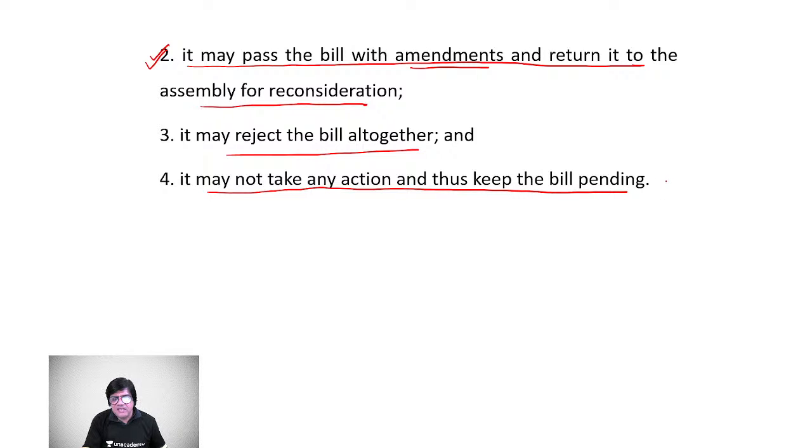And there it can delay the bill by a maximum of 4 months, or in the first instance 3 months. If it doesn't take any action, then the legislative assembly will pass the bill and then send it to the governor.